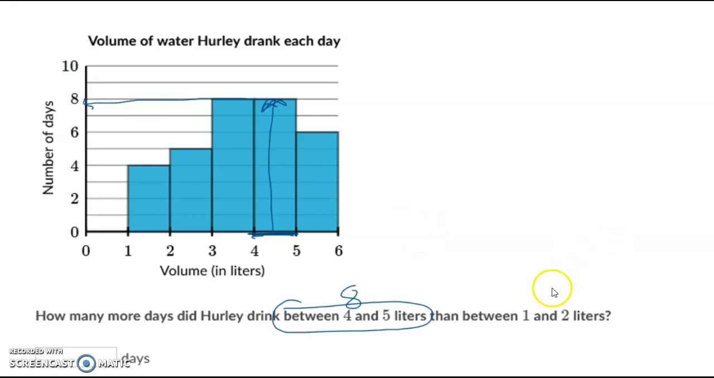Now let's do another one. How many times did he drink between 1 and 2 liters? So that's here, between 1 and 2. Go on up, and it looks like he did that 4 times.